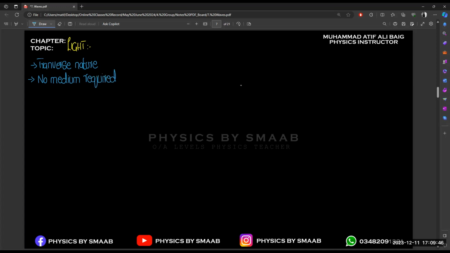If we take the example of the sunlight, sunlight travels from the sun and there is a huge vacuum and space between earth and sun. So light can easily travel through vacuum also. But if we compare with sound waves, sound wave is not able to travel in the vacuum, but light can easily travel without any medium.